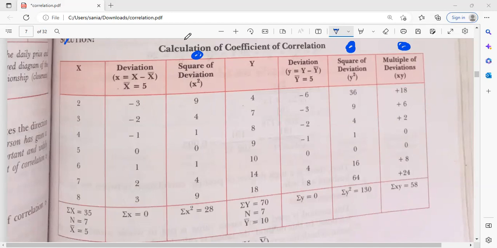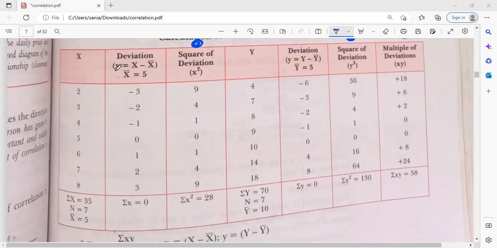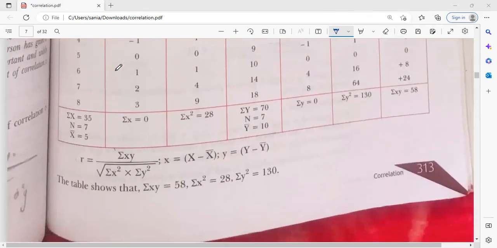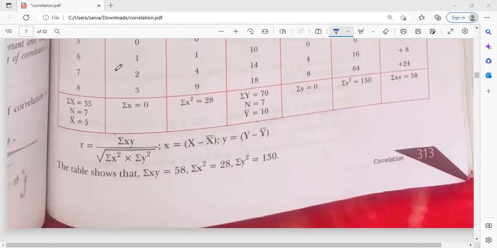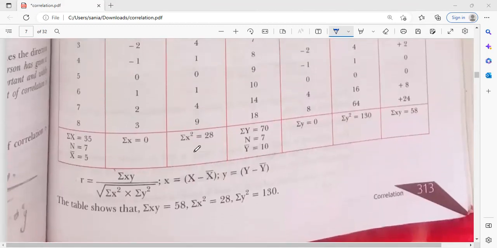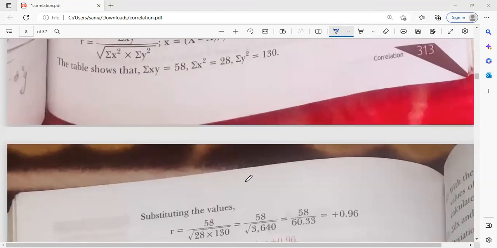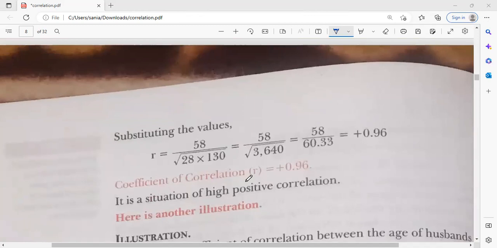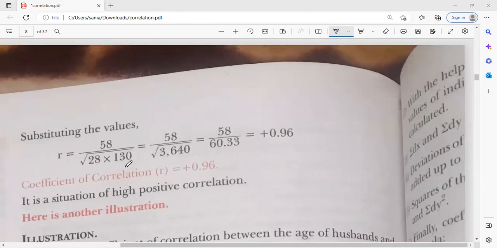Girls done? Ma'am, I put the values. I got the values in the formula. Okay, so what you got after putting it? I didn't do the full calculation. I got 128 divided by root of 28 into 82. Okay. So let me just show you the answer. 58 divided by 28 multiplied by 130. So it is 360. When you will solve this, you know how to solve this under root and all? No, ma'am.